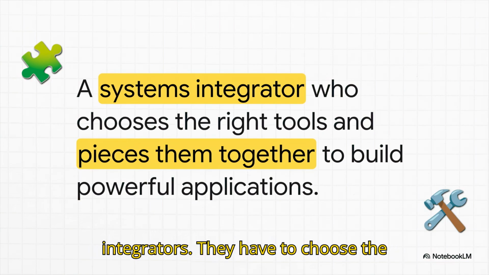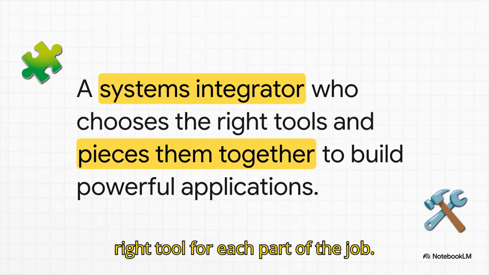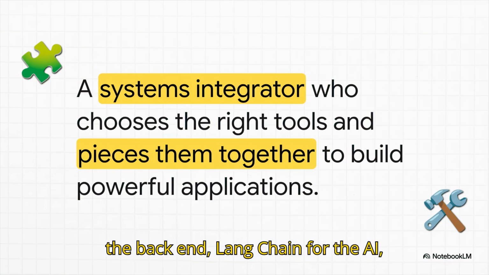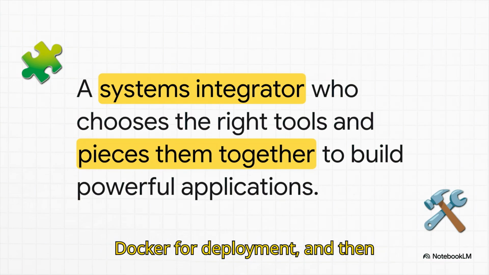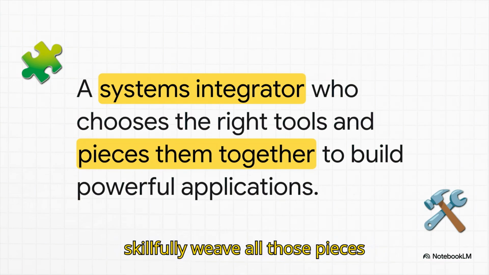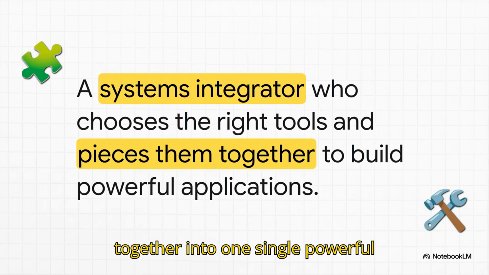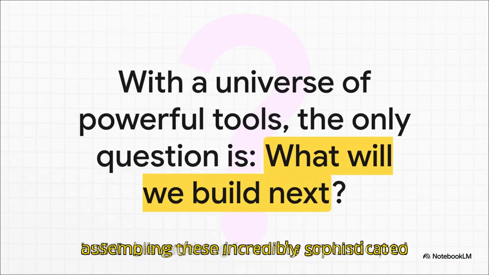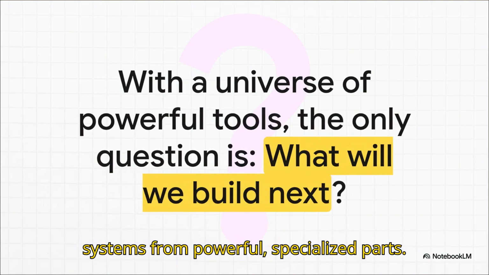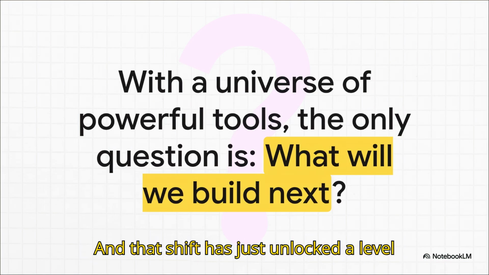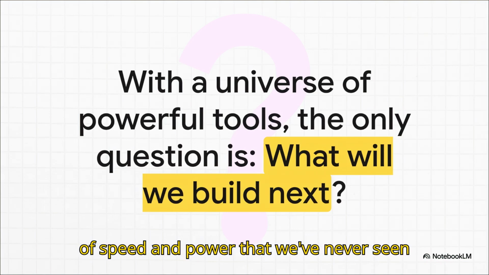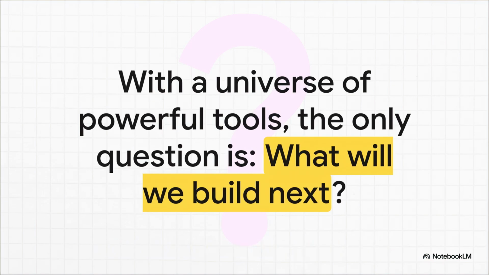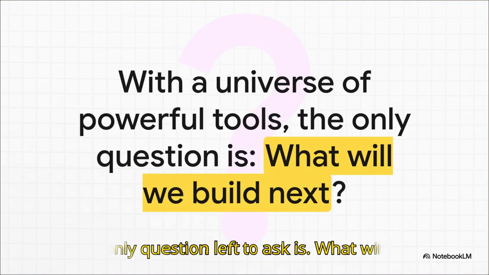They're systems integrators. They have to choose the right tool for each part of the job. Maybe React for the UI, ASP.NET for the backend, LangChain for the AI, Docker for deployment, and then skillfully weave all those pieces together into one single powerful application. We've really shifted from building everything from the ground up to assembling these incredibly sophisticated systems from powerful specialized parts. And that shift has just unlocked a level of speed and power that we've never seen before. So really, with this whole universe of tools at our fingertips, the only question left to ask is, what will we build next?